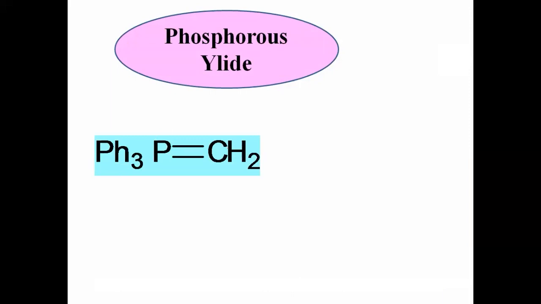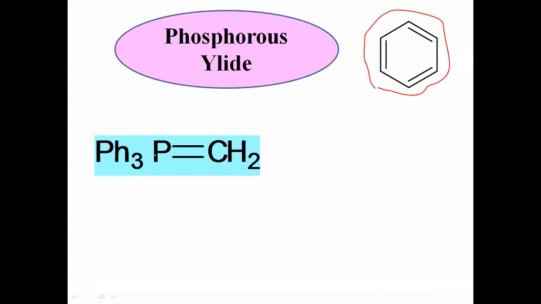Phosphorus is attached to CH2 by a double bond. It has 3 Ph groups. Ph means phenyl group, which means there are 3 such benzene rings attached to that phosphorus. Therefore, we can write in short Ph3P=CH2. Okay, this is actually phosphorus ylide.